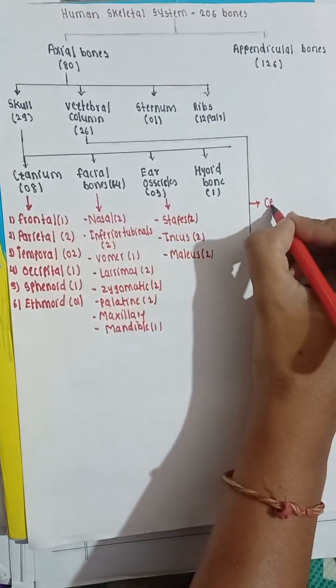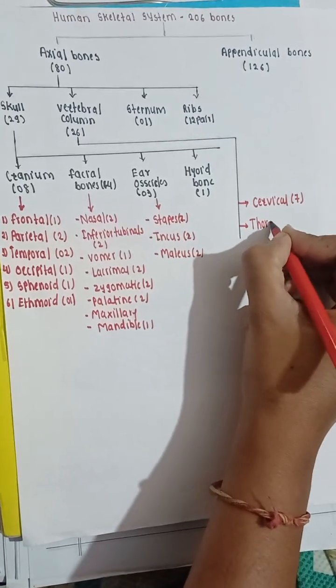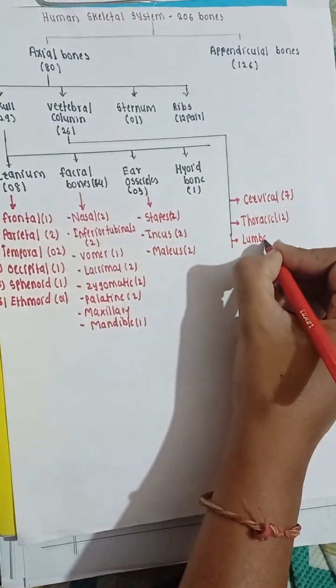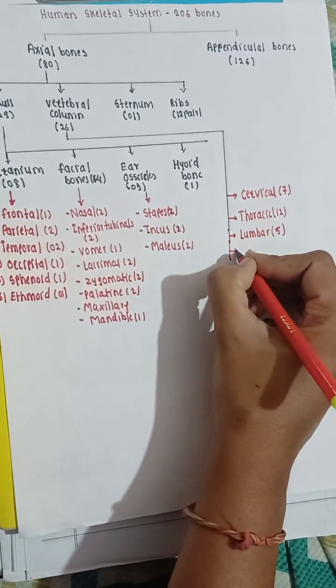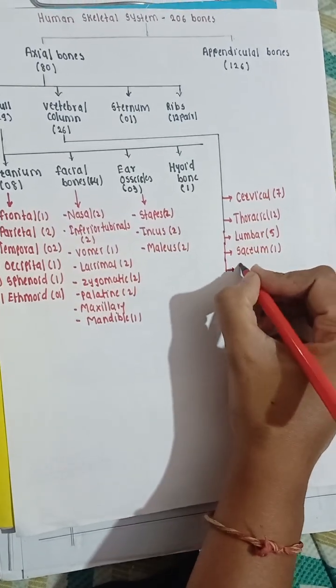Malleus, incus and stapes. Then hyoid is single bone. Next one is the vertebral columns. There are 26 vertebral columns. First one is the cervical 7, thoracic 12, lumbar 5, sacrum single and coccyx single.